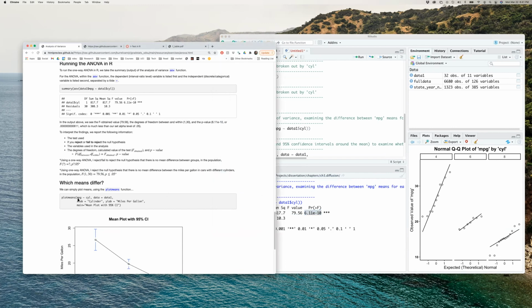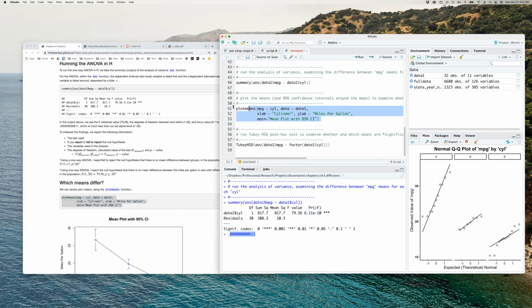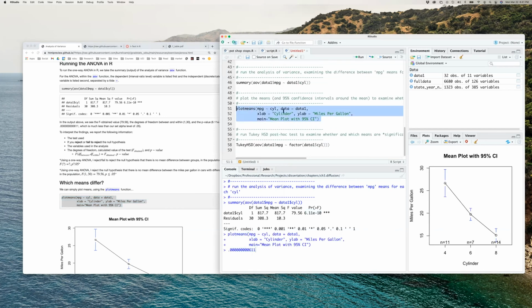Then we want to see which means differ. You can just plot the means using this function. I have it in here. Plot means. So you can see there's not even overlap between 4-cylinder cars and 6-cylinder cars, or 4-cylinder cars and 8-cylinder cars, or even 6-cylinder cars and 8-cylinder cars, right? It may be that all of these are significantly different from one another. So the overall significance that we found is not just one group significantly different than the other, but all of them significantly different from each other.